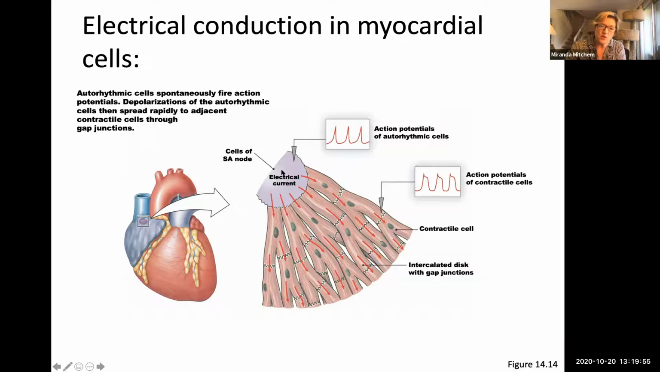So the electrical current begins at the SA node and then very quickly spreads because of the anatomy of the heart. It allows for the rapid movement of all of those ions through the intercalated discs that have all those gap junctions in them. So our autorhythmic cells are spontaneously firing their potential, and then that leads to the potential of the contractile cells as the ions move through those gap junctions.